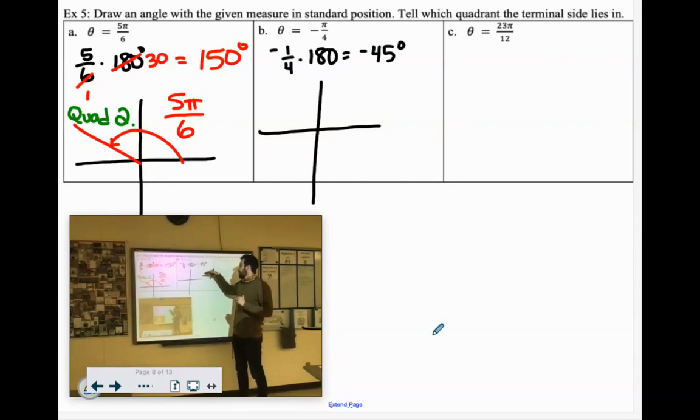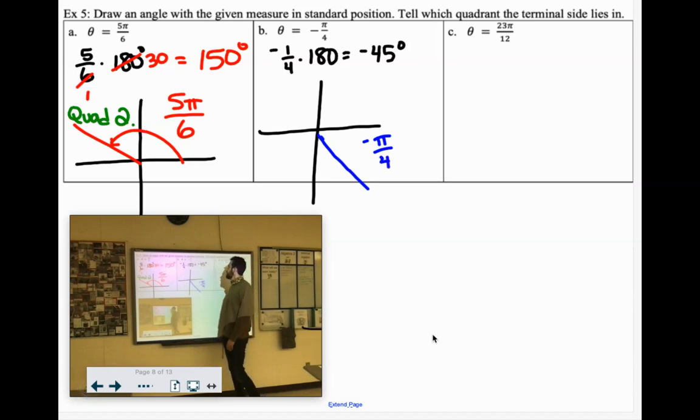So negative 45 degrees would start here and it would dip down 45 degrees. And we'll label it as negative pi over 4. Great. We also need to list the quadrant. So quadrant 1, 2, 3, quadrant 4.